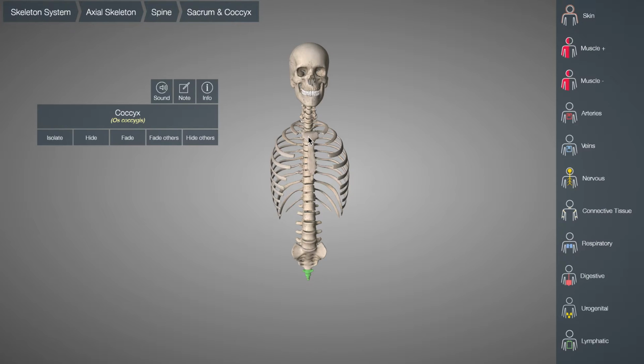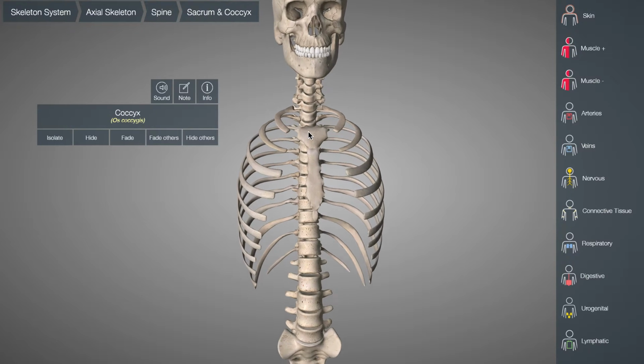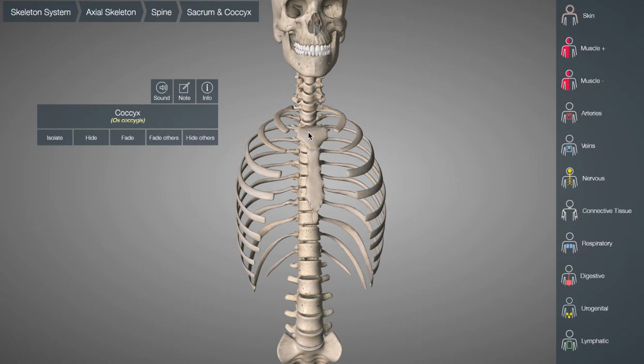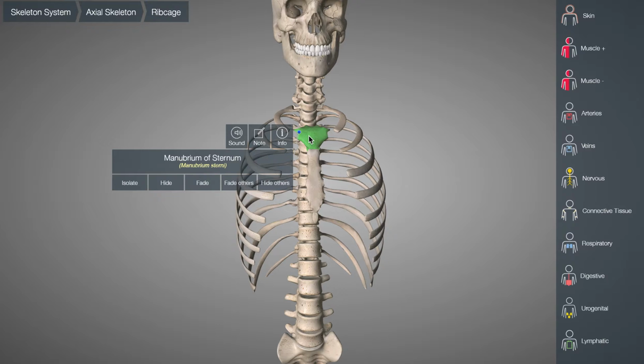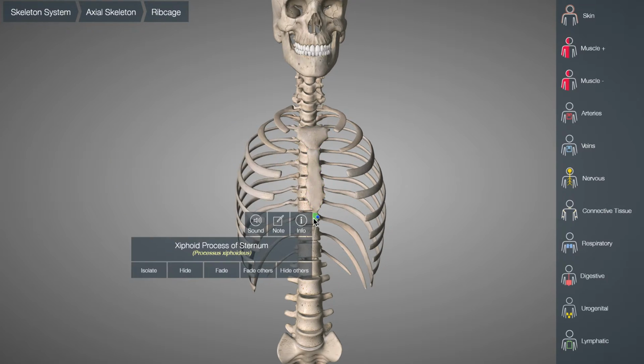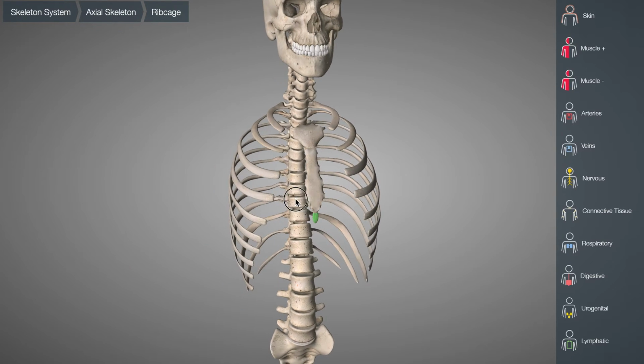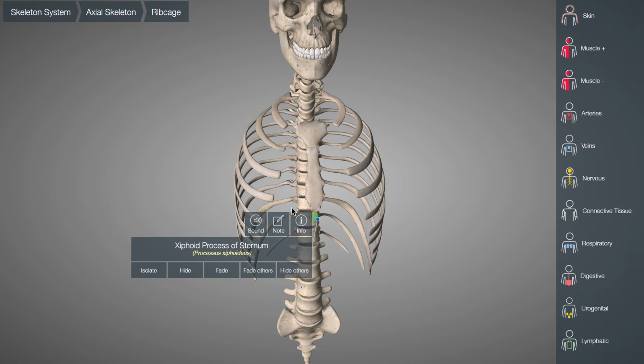Okay, so I'm going to go ahead and shift gears and look at this part of the axial skeleton. So this is actually called the manubrium of the sternum. This is the body of the sternum, and this is the xiphoid process of the sternum. And all of these pieces make up, you guessed it, the sternum.